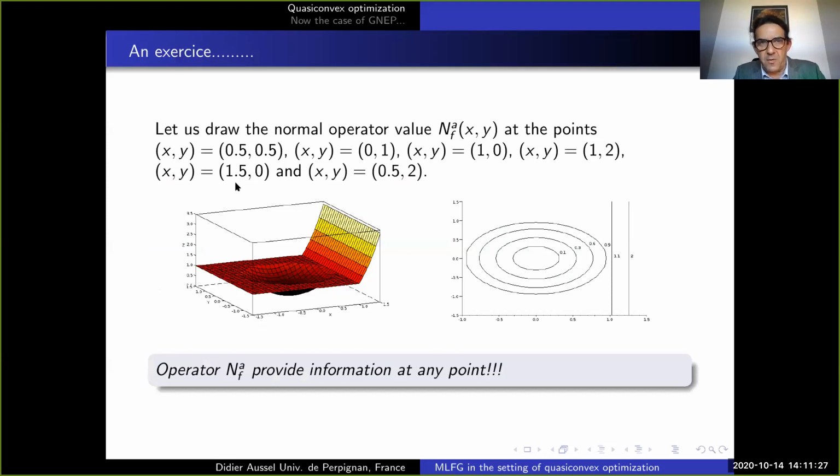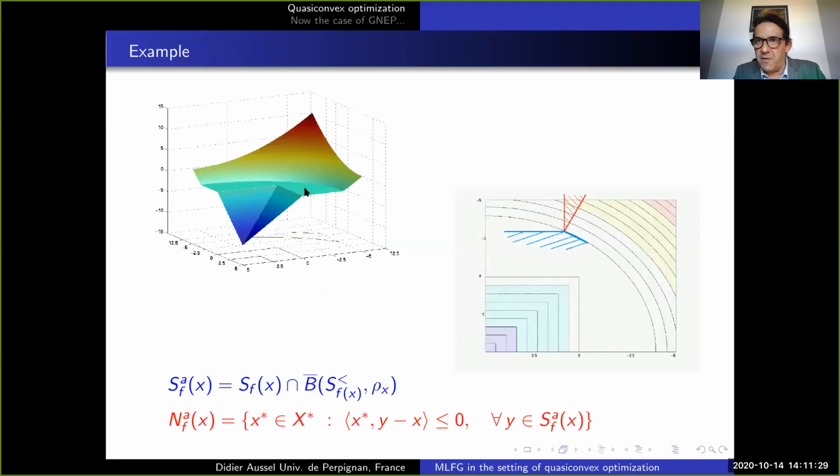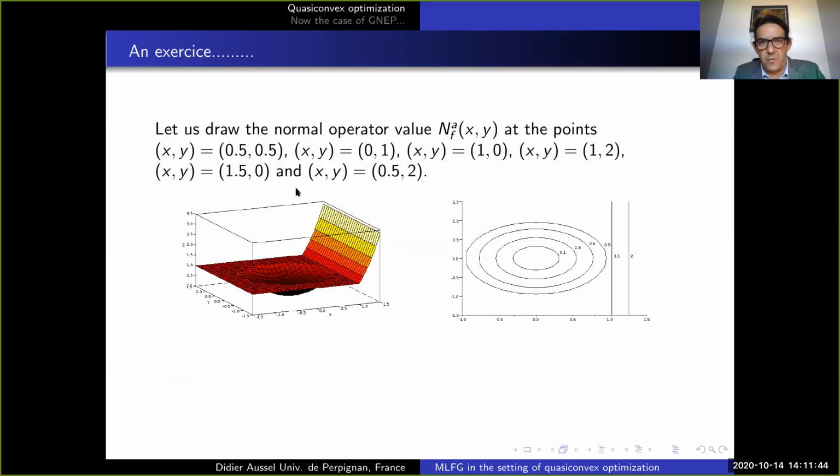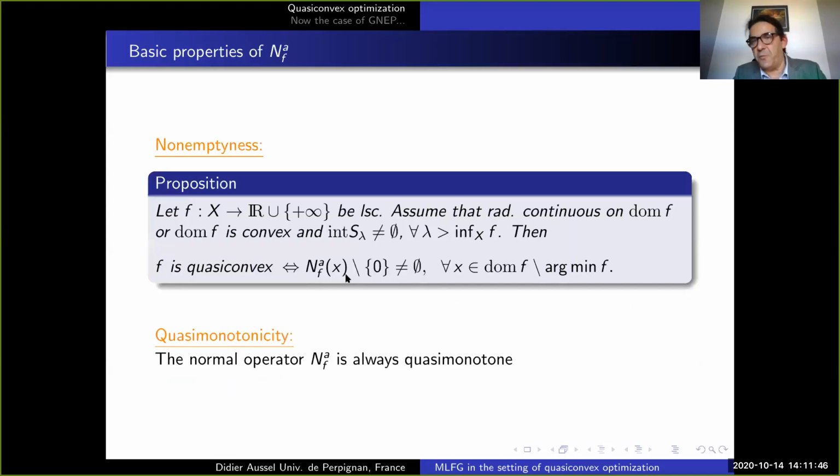If you have points on the flat part, you compute the derivative, you obtain 0. You compute the subdifferential, you will have only 0. So loss of information. You have no real information. You cannot make a difference between this point and this point. Here, in this case, thanks to that, you have information carried by the normal operator. And additionally, this adjusted normal operator is always quasi-monotone.